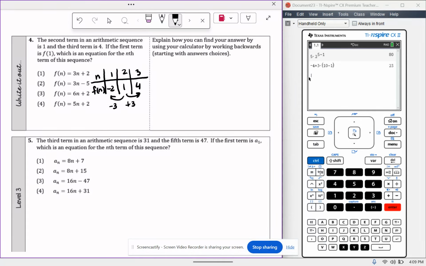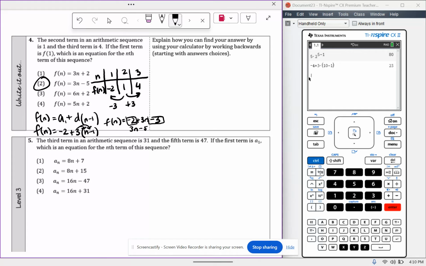So if I'm substituting this into the formula, I get A sub 1 plus D times n minus 1. So now I have f of n is equal to, the first term is going to be -2 plus 3 times n minus 1. So I'm going to distribute the 3, and I end up getting f of n is equal to -2 plus 3n minus 3. I'll combine the like terms here. I'll get 3n minus 5. That is choice 2.